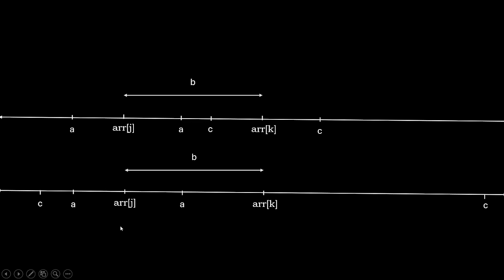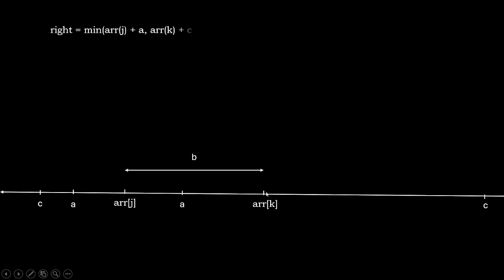So what do you conclude from this? You conclude that you will have a range first of all, and you have to figure out the bounds of the range. The right bound will be the minimum of array j plus a and array k plus c. And it's this, because we don't want this, we want the minimum of these two, okay?